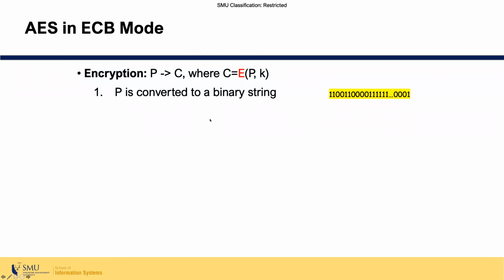The first step involved in the encryption process is to convert the plaintext P into its equivalent binary string, because a computer can only understand 1s and 0s language. It cannot understand any other language.